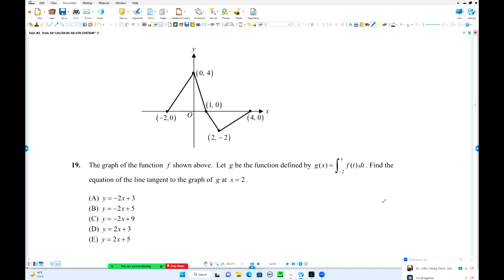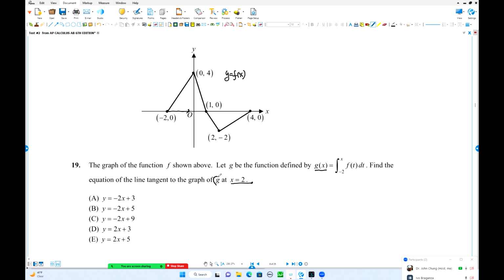The graph of function f is shown above. This is the graph of y equals f of x. We have a new function g of x. We have seen the same kind of question a lot, right? g of x is the area function, where the area can be calculated from this point. Find the equation of the line tangent to the graph at x equals 2.